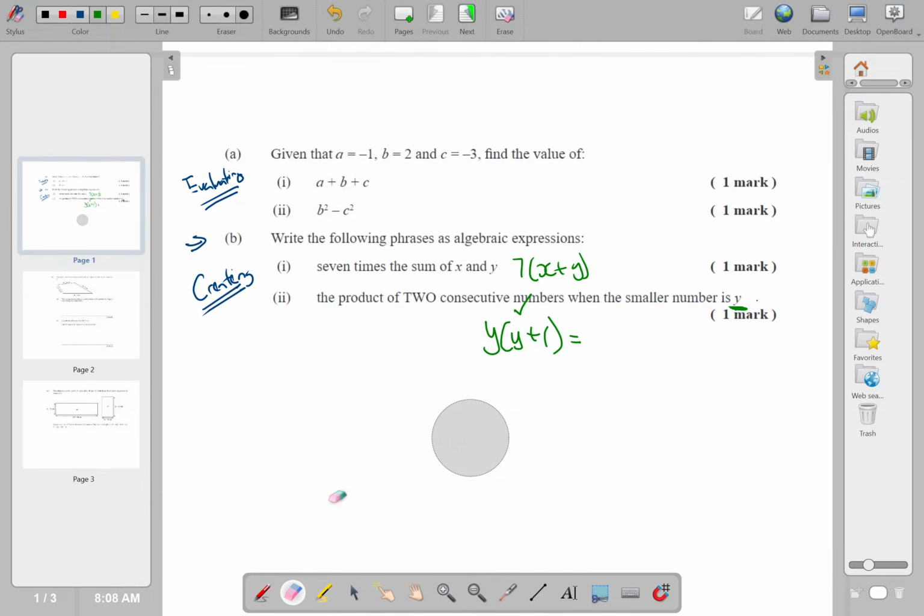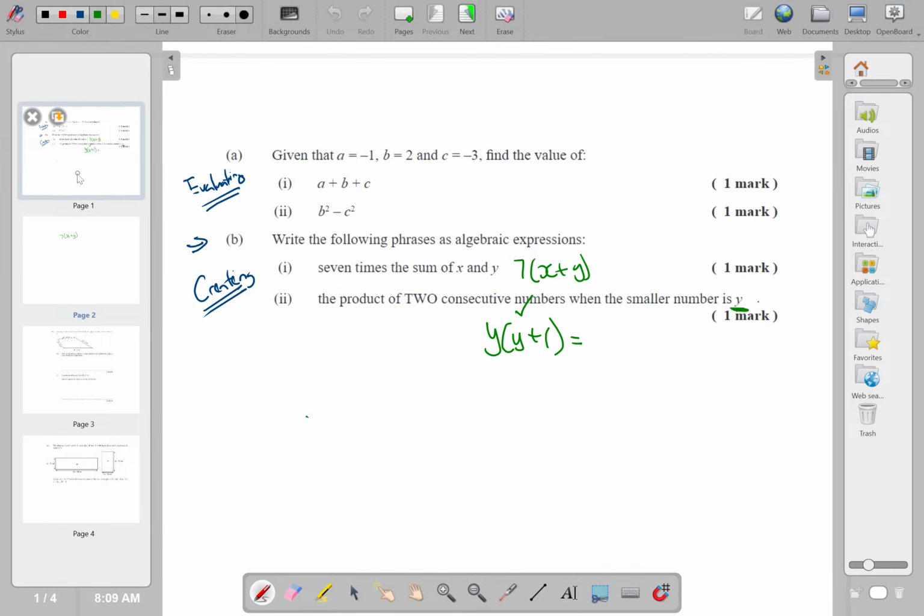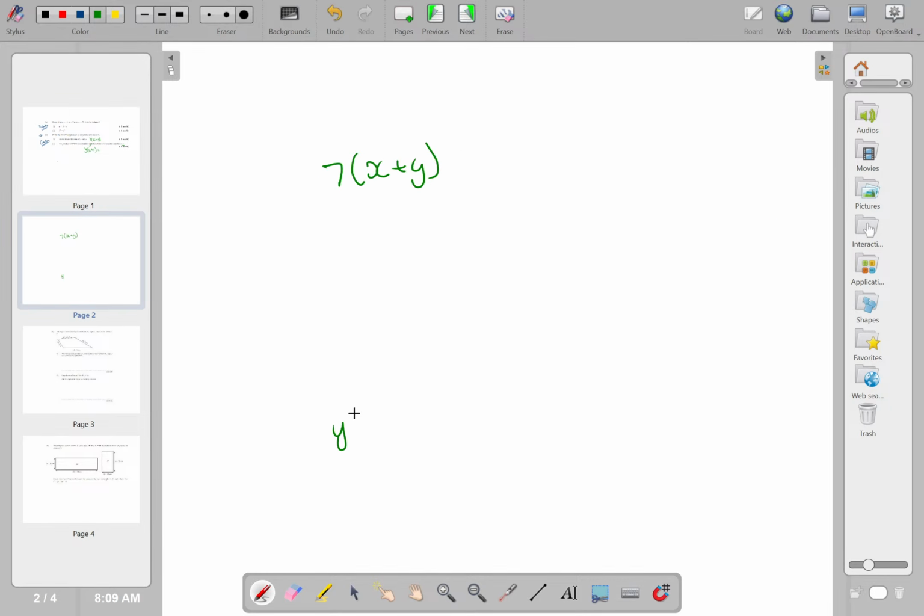Let me put it on a new page then. We have y and we have y plus 1. Now, this object is multiplying with this object, right? So if I gave you 7 and x, what would that tell me? It would tell me that 7 is multiplying with x. So 7 times x gives me 7x. We learned about that earlier in the previous live stream, right? Now, what happens here?